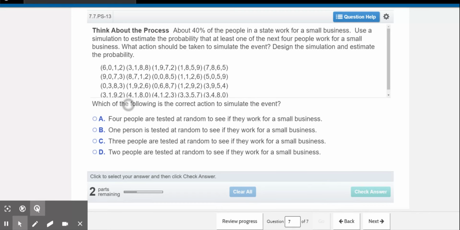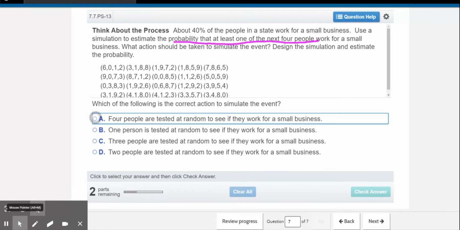All right, now we're in our question. Which of the following is the correct action to simulate the event? Again, I always like to look back in the question. So we want to know the probability that at least one of the next 4 people work for a small business. So let's look at our answer options. 4 people are tested at random to see if they work for a small business. Yes, that's going to be our answer because they want to know the probability of 1 out of 4. So it doesn't make sense to only ask 1, 3, or 2 people.